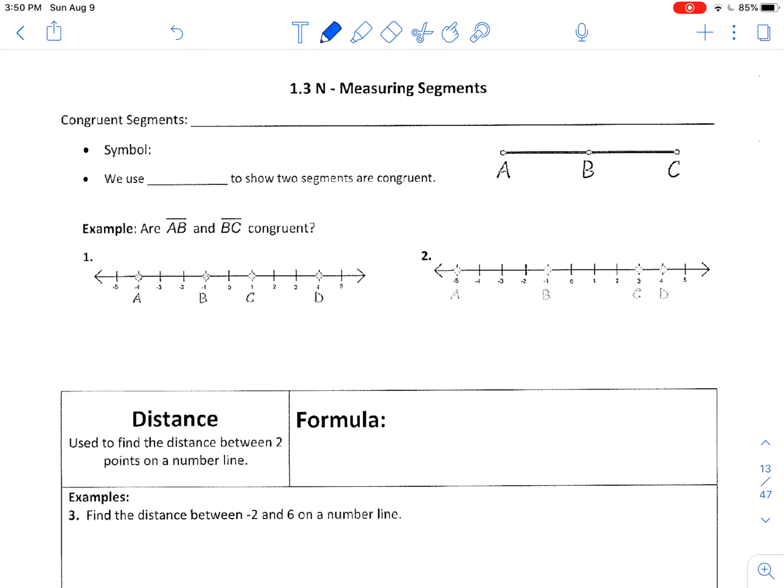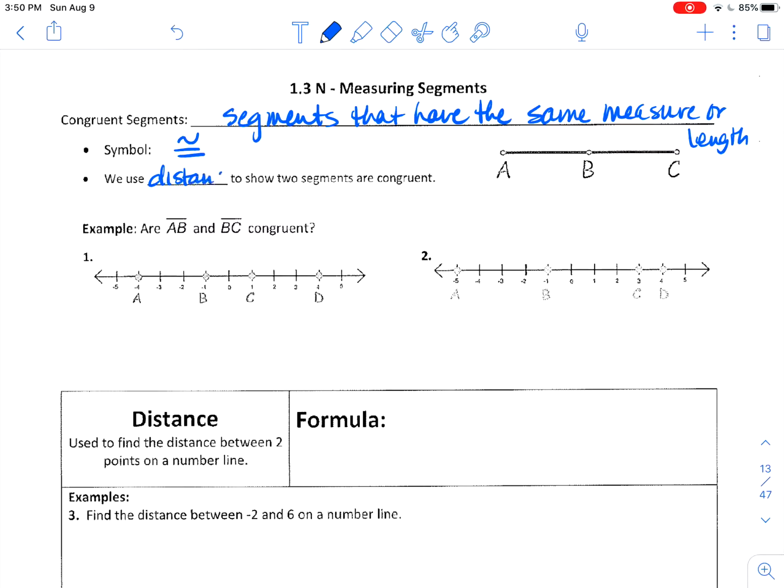So congruent segments are segments that have the same measure or length. And they have this little symbol. It's like an equal sign with a squiggly on top. We use distance to show two segments are congruent. So without distance, we don't know.